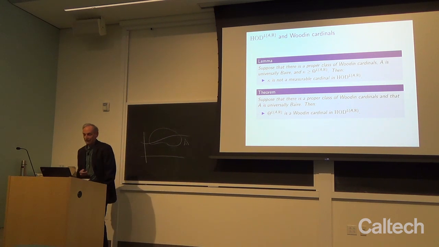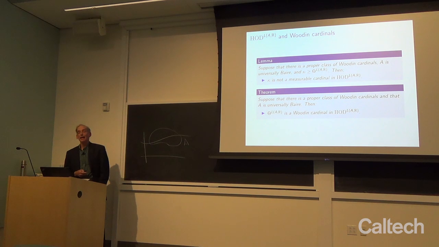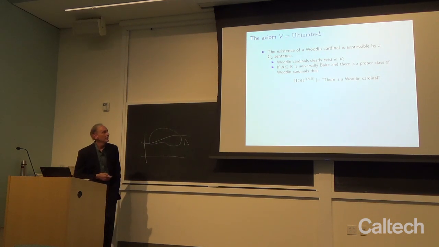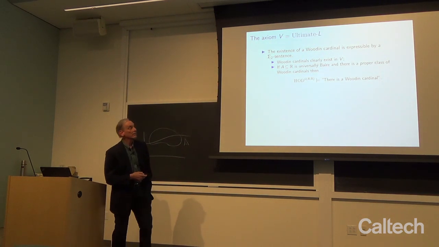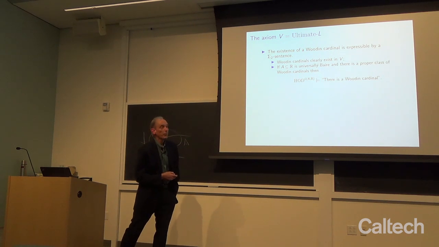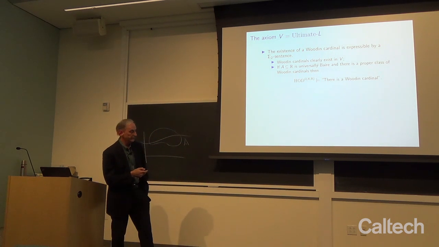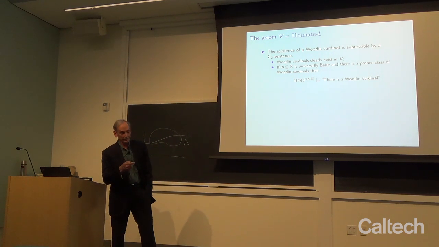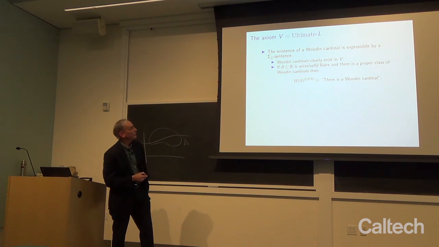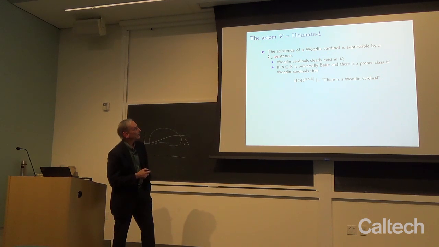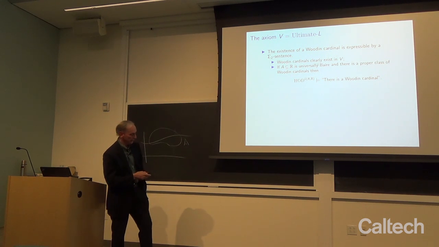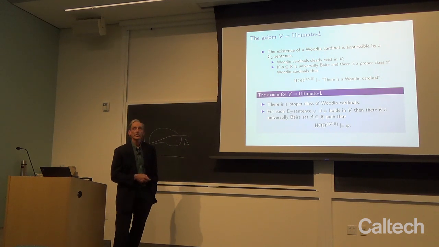Well, now we're all set to state the axiom V is ultimate L. The existence of a Woodin cardinal, and I'm not going to define it, is expressible by a Σ2 sentence. Woodin cardinals exist in V. If A is universally Baire and there's a proper class of Woodin cardinals, then the HOD of L(A,R) thinks there is a Woodin cardinal. So we've reflected a Σ2 sentence true in V into the HOD of L(A,R). So that suggests our axiom.